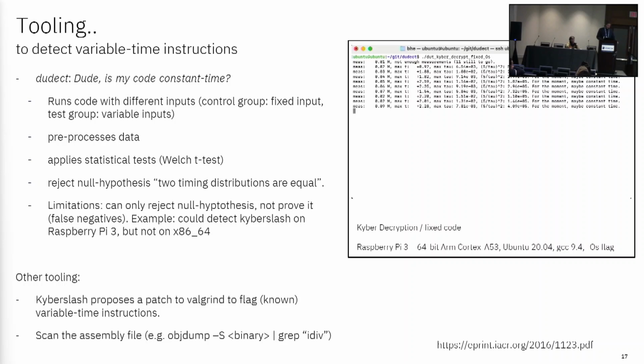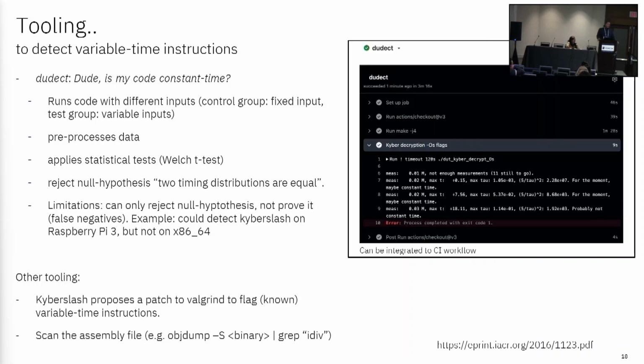So something like this could also be used in, let's say, continuous integration, because we think it's important to try to detect these issues early on. In this case, this is a GitHub action that runs this Kyber decryption. The runner runs on a Raspberry Pi, and the tooling detects this issue, so this could be integrated in a CI toolchain.